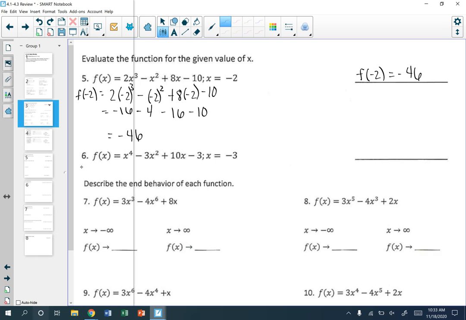Number 6, I do the same exact thing. I'm taking f of negative 3, so simply plugging in negative 3 for x. And then plug all that in and we get 21.